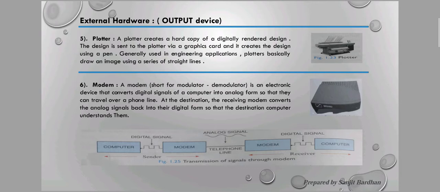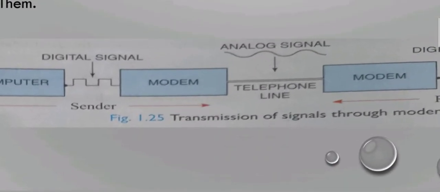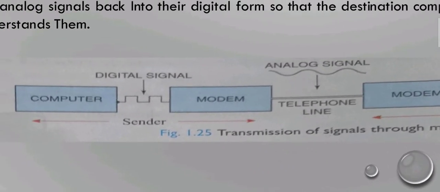A modem is an electronic device that converts the digital signal of a computer into an analog signal. That means, here you can see the image, the modem converts a digital signal to an analog signal. Then the modem returns the analog signal to a digital signal.